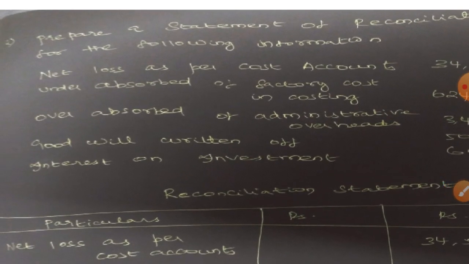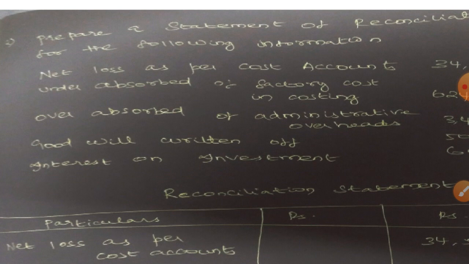And if you remember the previous question, the question which we have already dealt with in this particular lecture series, in that question we had net profit as per cost accounts. But over here in this very specific question it is net loss as per cost accounts. So when it comes to net loss as per cost accounts, in this very particular case the way we are working out this sum will be a bit varying. So now we'll quickly move on with the sum.